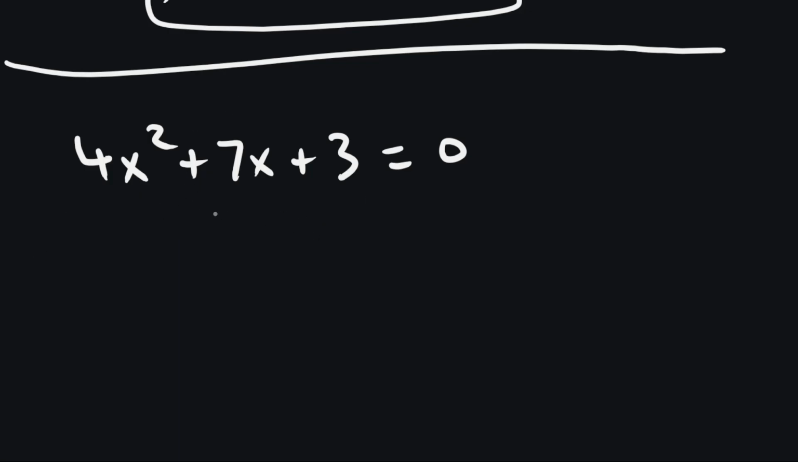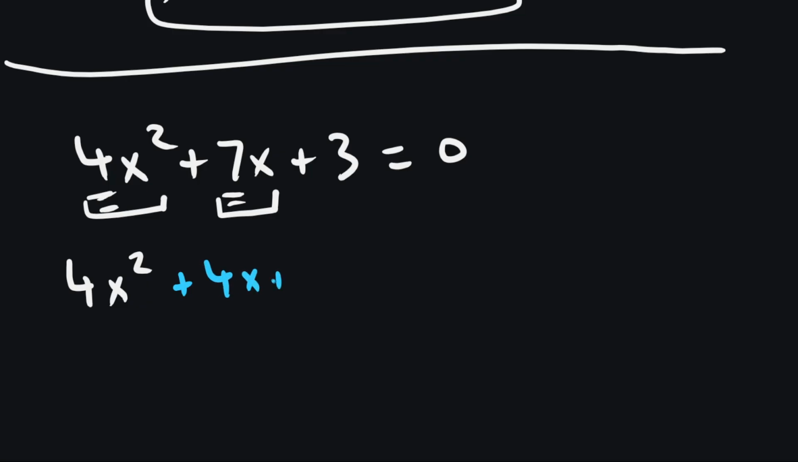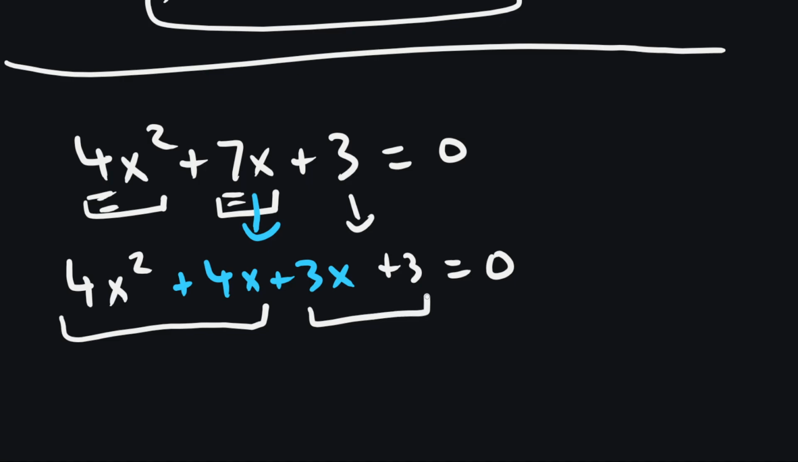Factoring by grouping is something that was taught in a previous video. We have a 4x squared here, and we have a 7x. The only greatest common factor they have is x. If you look at the coefficients 4 and 7, there are no common factors between them. But let's rewrite the whole thing. 7x is really just 4x plus 3x. So if we break 7x down to 4x plus 3x, and drop down everything else, plus 3 equals 0.